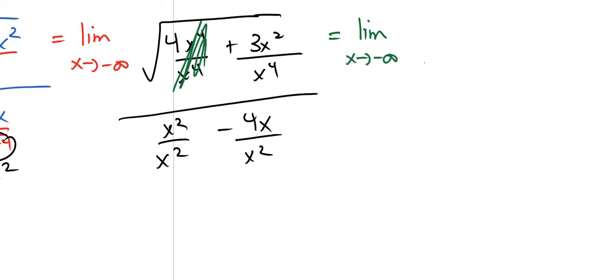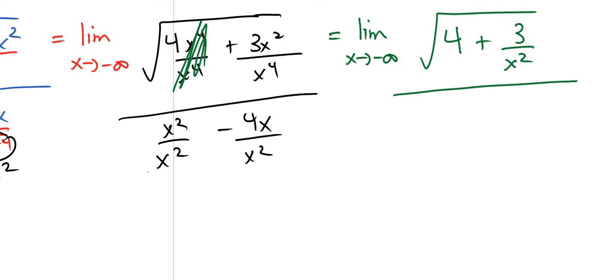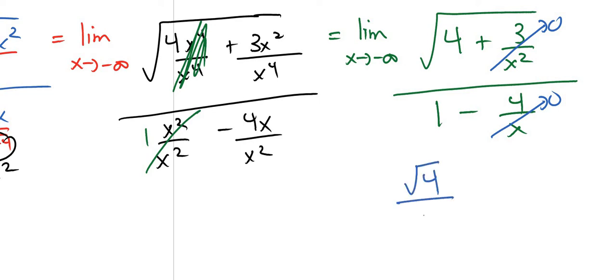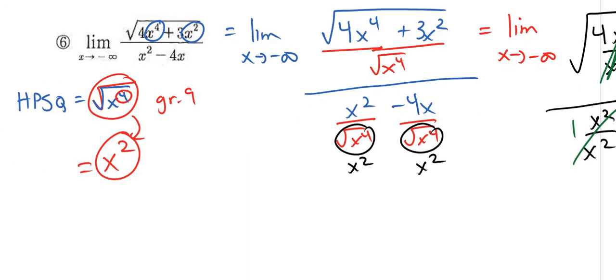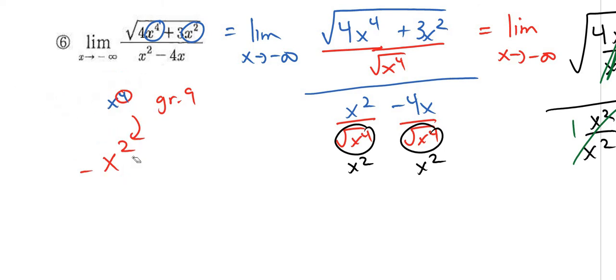These guys cancel off, so you're left with 4 plus 3 over x squared, all divided by, well, that's just 1 minus 4 over x. And you should be confident now that these guys go to 0 when you substitute infinity. So on the numerator you have root 4, on the bottom you have 1, root 4 over 1 is just 2. All right, so a lot of steps there to get the final answer, but it works out. And I will also show you method number 2 for this question as well.